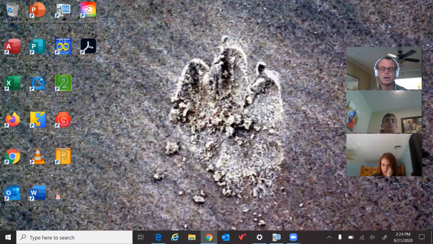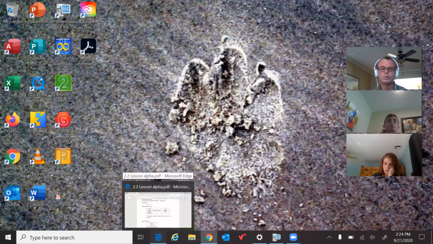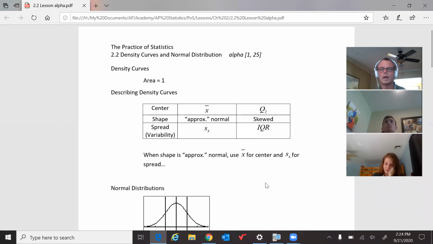So this is 2.2A, and we're going to start with the definition, the density curve. So a density curve, the area underneath the curve, it doesn't matter what the shape is, the area of the curve is 1, all right?